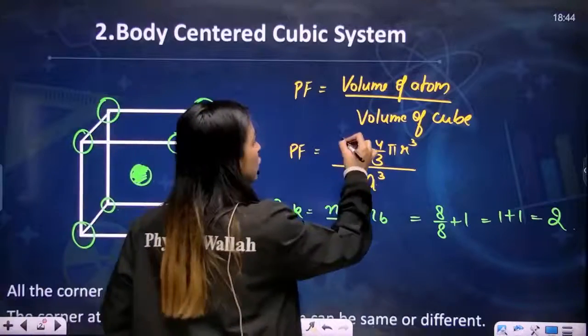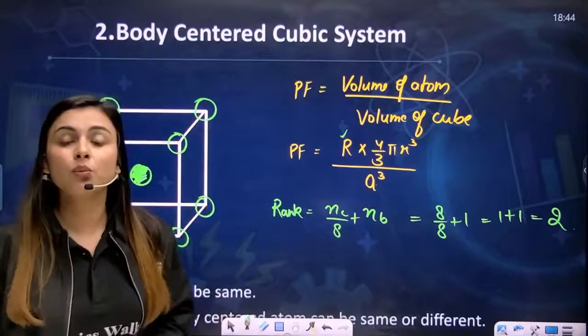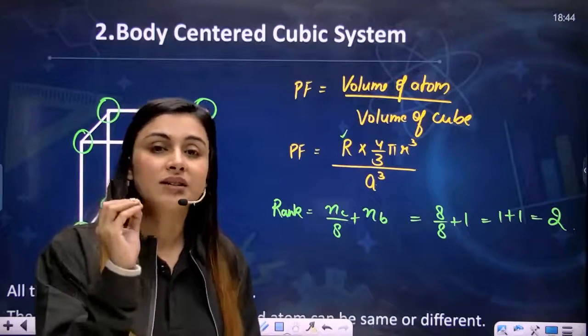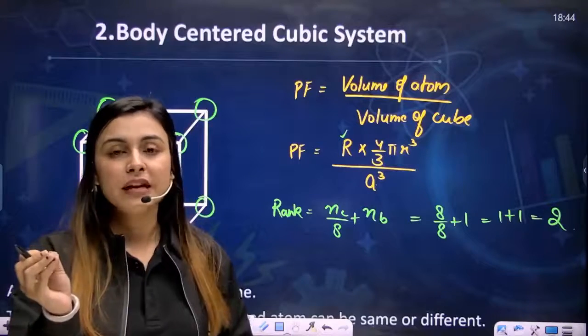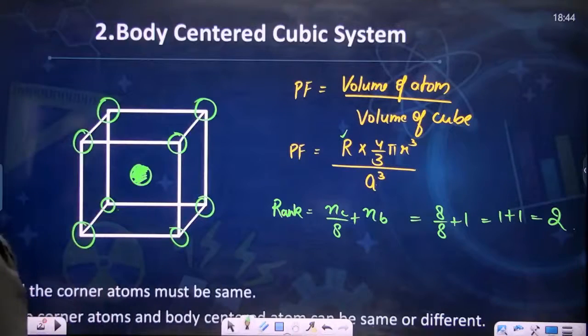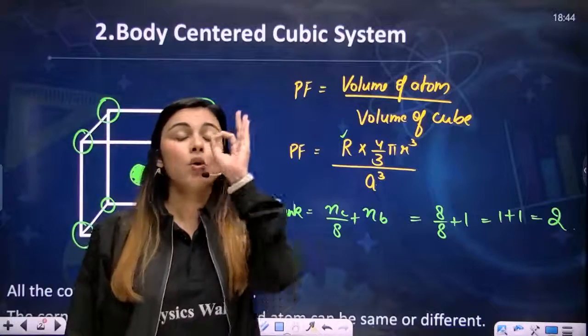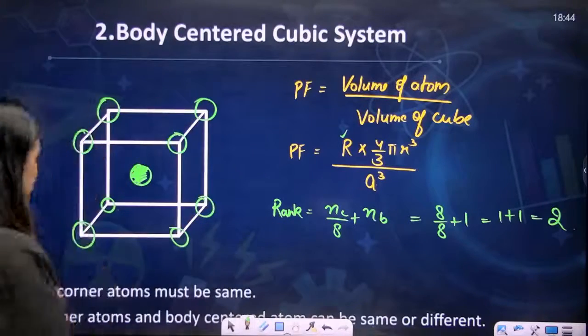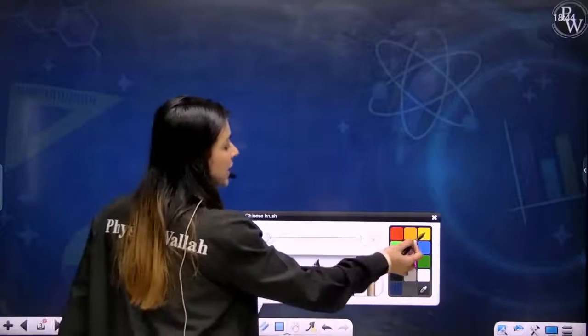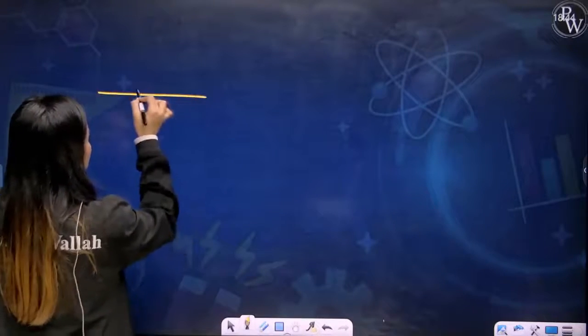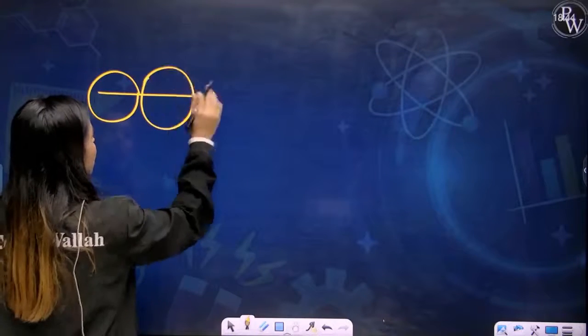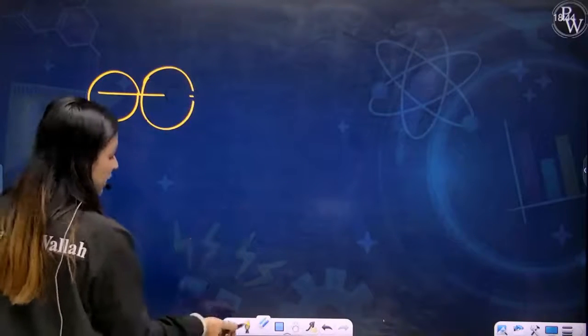Now we have calculated the rank, but we need another thing, which is the relation between the radius of the atom and the edge length of the unit system. How are we going to calculate that? Now, my dear students, one important thing to be noted is that in the primitive unit cell, I told you that the atoms are in direct contact with each other along the edges. Yes, but in body centered unit cell, my dear students, the atoms are not touching each other along the edges.